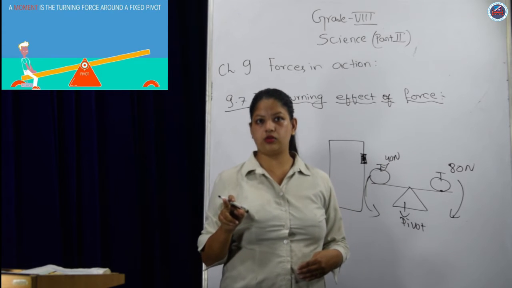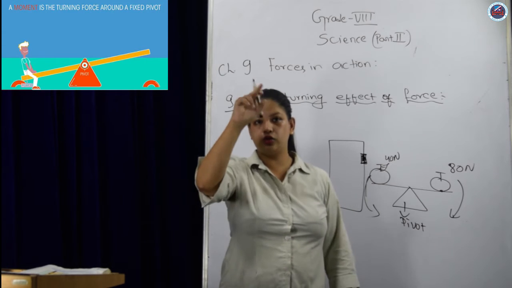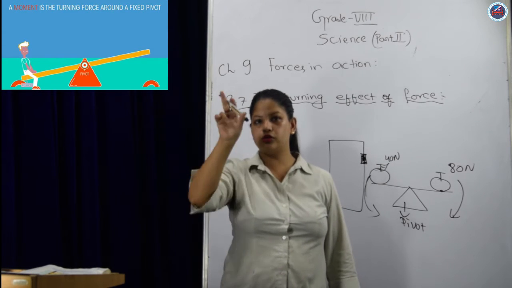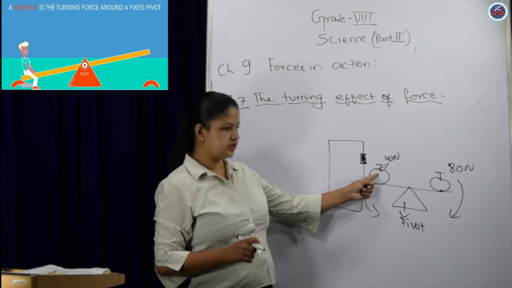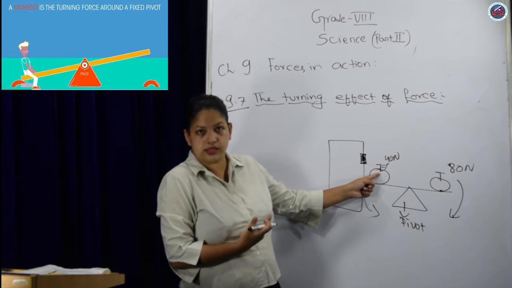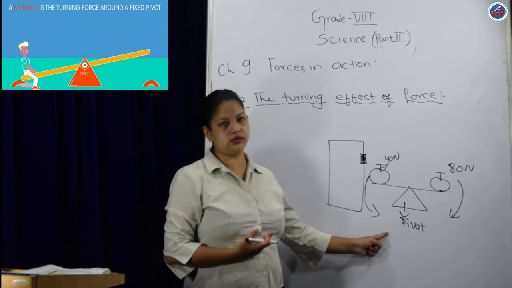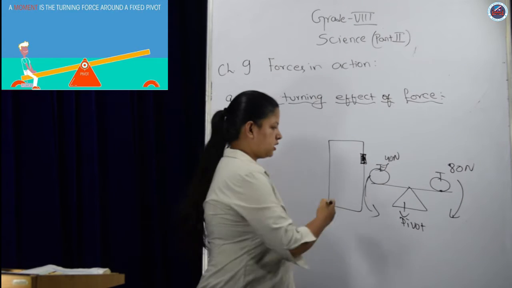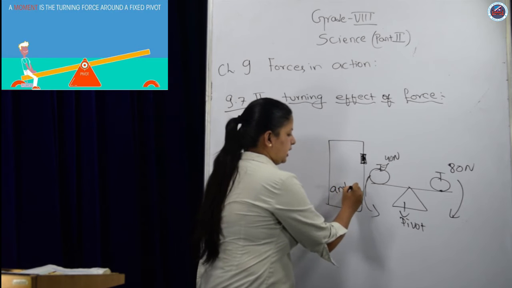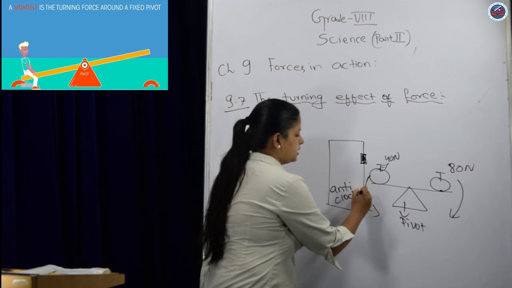Now what do you mean by clockwise? You know that in a clock, 12, 1, 2, 3 will be going, so it will be going in this direction. But if its weight was more on the other side, then it will be going in this direction. This direction we call anti-clockwise direction, against the clockwise.